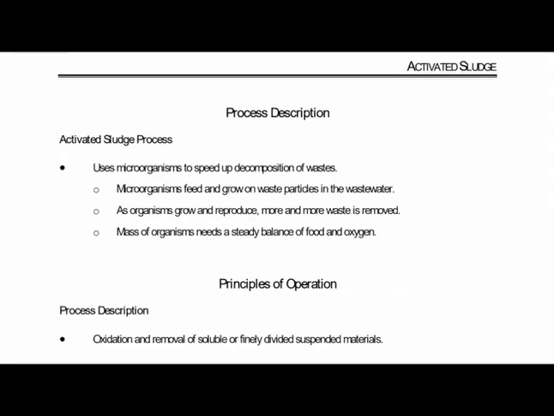Process description. Activated sludge process. Uses microorganisms to speed up and decompose waste. Microorganisms feed and grow on waste particles in the wastewater. As organisms grow and reproduce, more and more waste is removed. The mass of organisms needs a steady balance of food and oxygen.